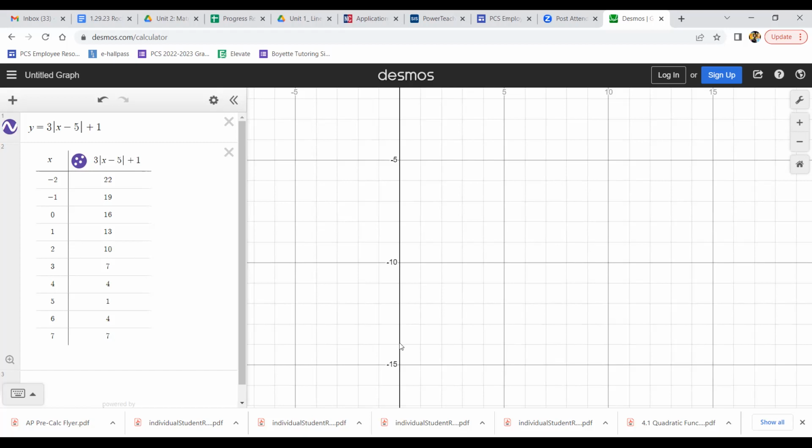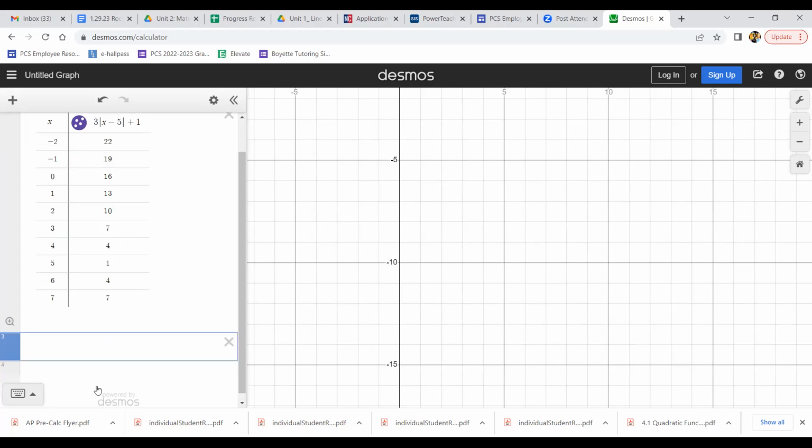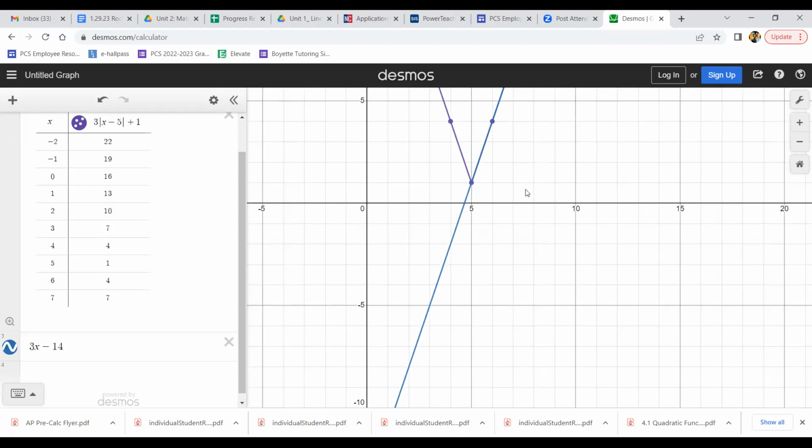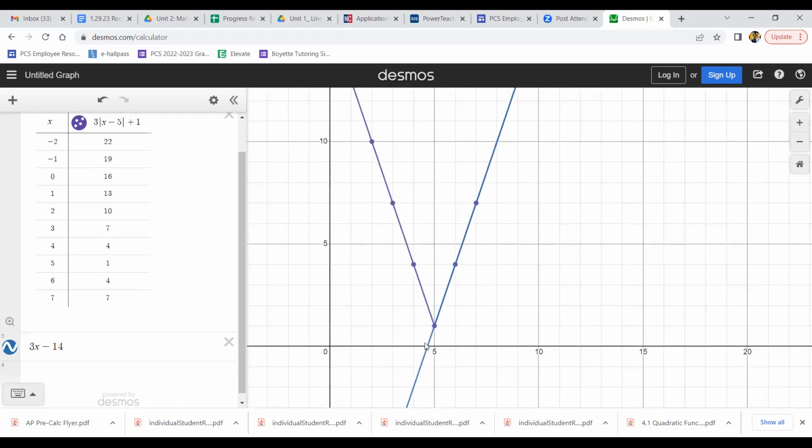Let me type in an equation over top and see if it works. So we think it's going to be 3x minus 14. Okay. Does that make sense? Do you guys see how it's right on top of that side of the V? Okay. So 3x minus 14.